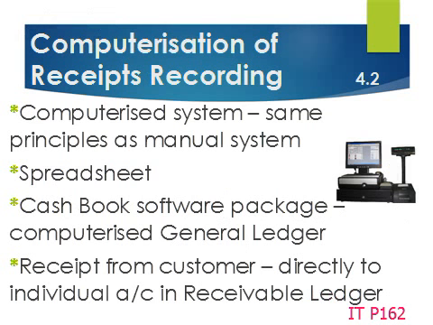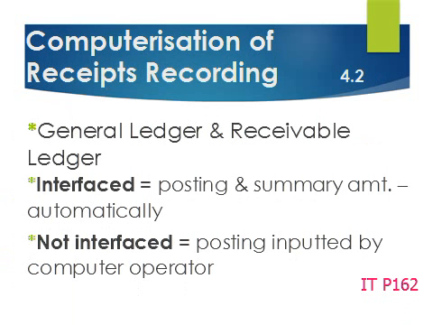A computerized system for recording receipts follows the same principles as a manual system. In a computerized system, the cash book could be kept either as a spreadsheet or as a cash book software package that works with a computerized general ledger. Receipts from customers are posted directly to their individual account in the computerized receivable ledger. If the general ledger and the receivable ledger are interfaced, they are connected to each other, they update each other, and the posting and summary amounts are done automatically. If they are not interfaced, then the posting is inputted by the computer operator.